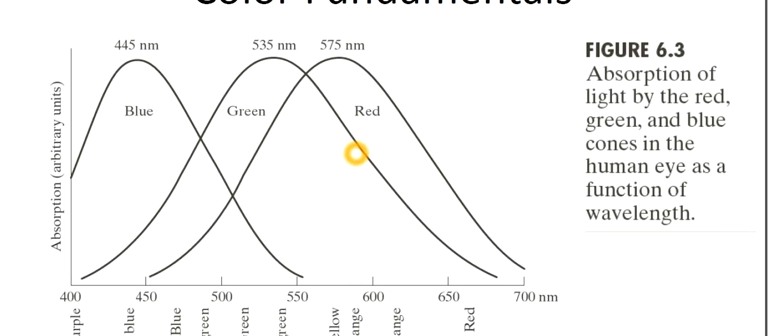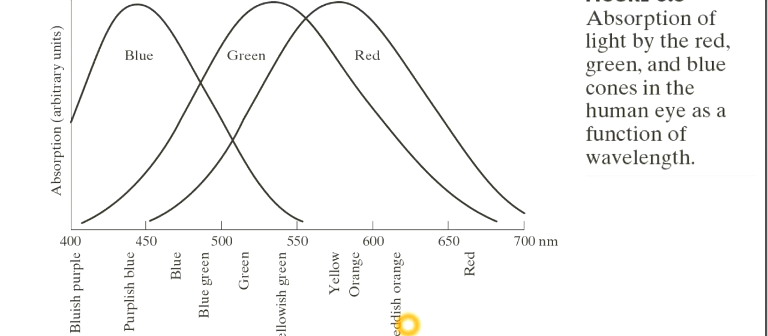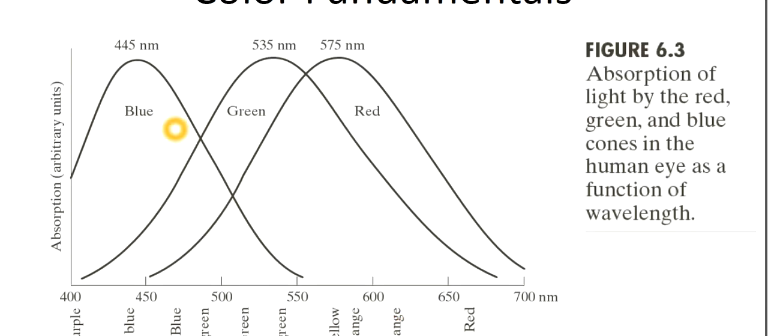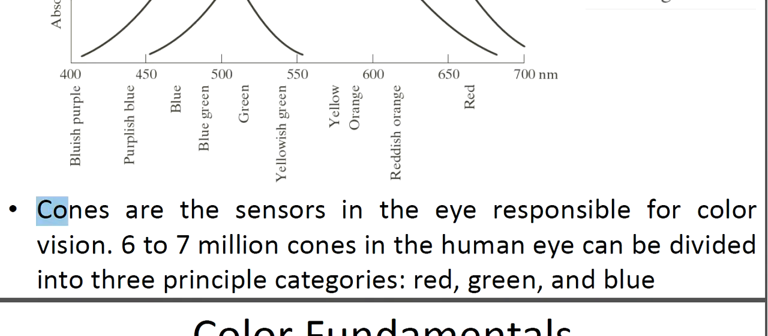Now look at this figure. This is the figure of absorption of light by red, green and blue cones in the human eye as a function of wavelength. So we have blue, we have green, we have red. Then accordingly, you see 445 nm, 535 nm and 575 nm. For your general awareness, these wavelengths are important for you, as blue, green and red are the important ones. As far as the other wavelengths are concerned, we have different types of colors from bluish purple to red, that is purplish blue, blue green, green, yellowish green, yellow orange, then reddish orange, red. Accordingly, we have different curves. At least do remember the blue, green and red portions. Okay, so cones are the sensors in the eye responsible for color vision.